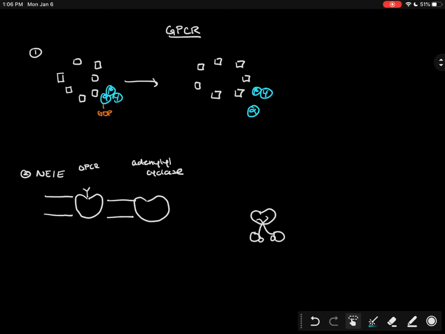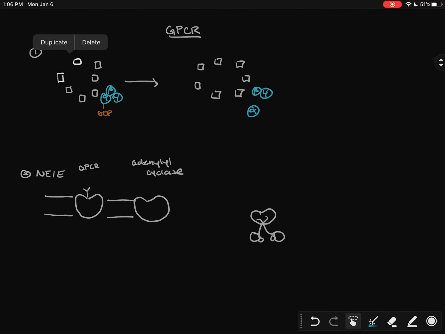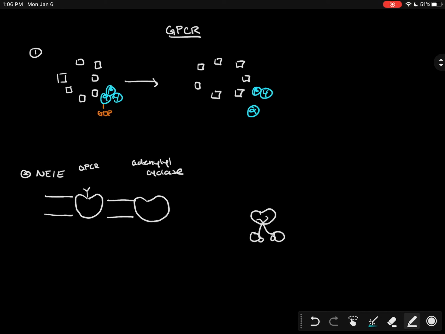Today we're going to be talking about G protein coupled receptors, which are one of the main types of receptors for biochemistry. So let's first start by just looking at this diagram up at the top. What we can see is that there's 7 transmembrane domains. And that's a standard fact for all G protein coupled receptors.